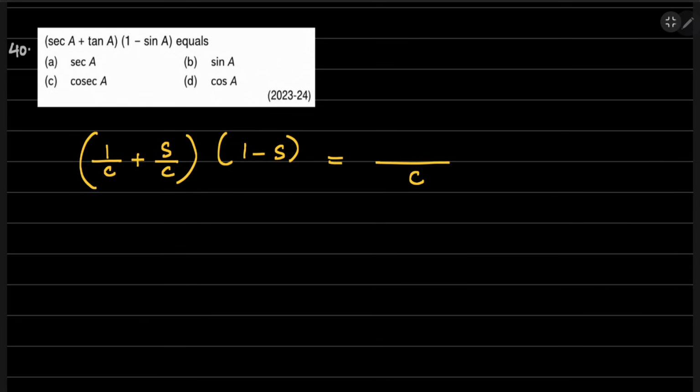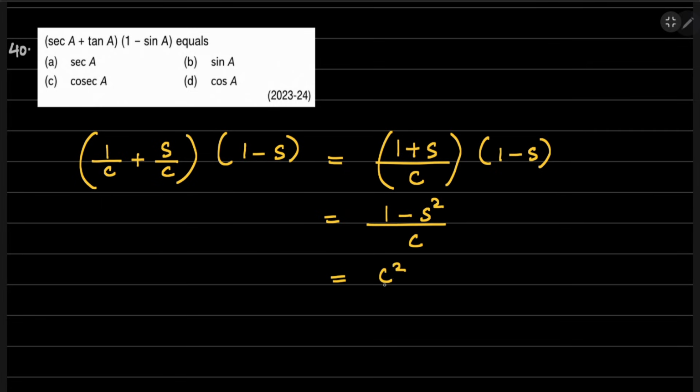So take the LCM of the first. You'll have the common denominator cos. Numerator: 1 plus sine multiplied by 1 minus sine. You can multiply these two terms, (a plus b) into (a minus b), which is a square minus b square, by cos. So what is 1 minus sine square? It is cos square by cos. So one cos will get cancelled. This is equal to cos A, the correct answer.